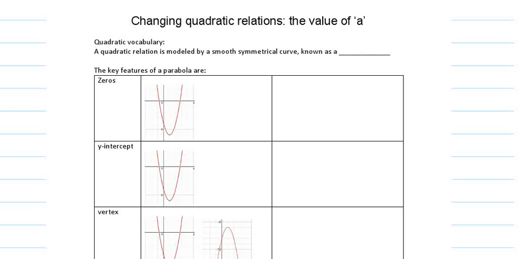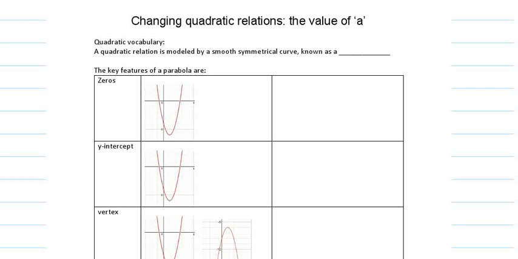So what we're going to do today, we're going to first examine the different key features of a parabola. Parabola is the name of the shape of the quadratic function. We're going to examine different features of it, and then we are going to look at transformations, okay? So how does a graph change when I change the value of a, for example, in my quadratic function? So first we're going to look at some key features.